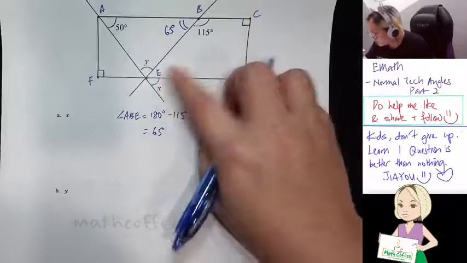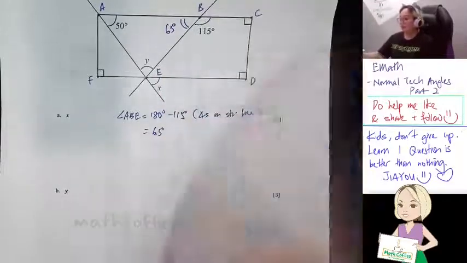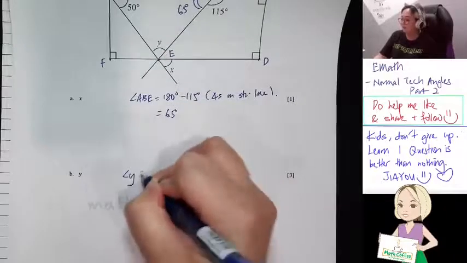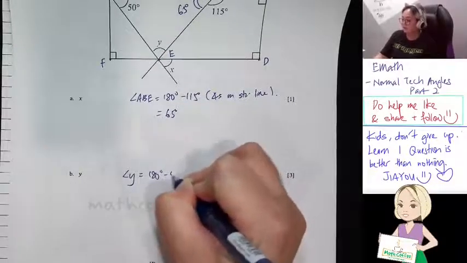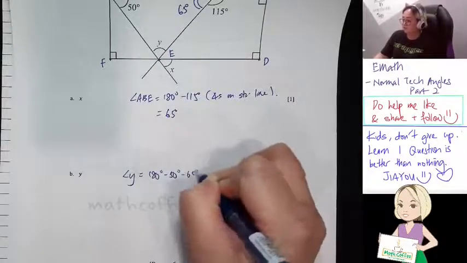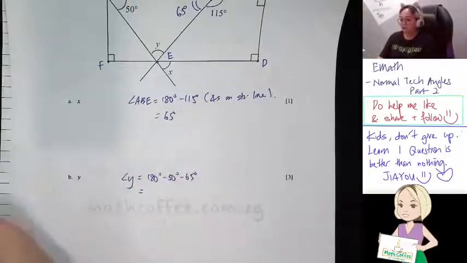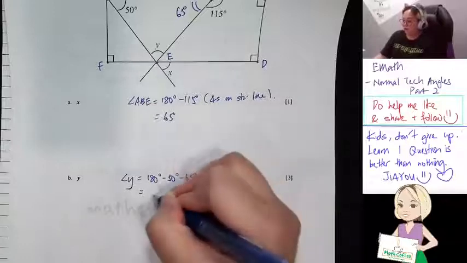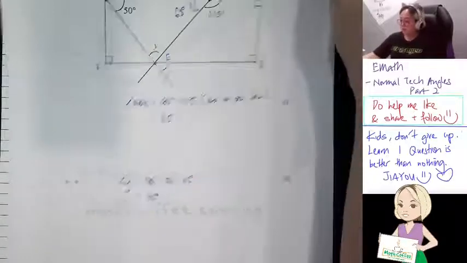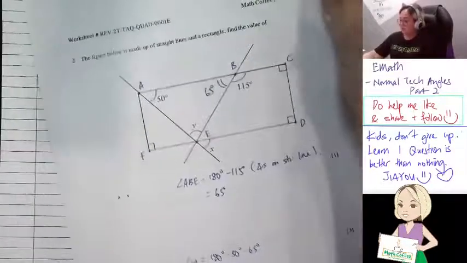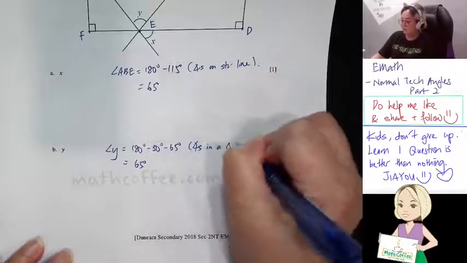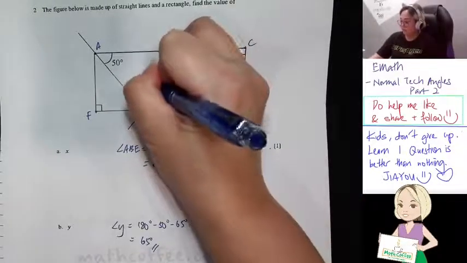I need to find Y first. Never mind. Sometimes we have to jump a bit, it doesn't matter. Let's find angle Y first. So my angle Y is 180 degrees minus 50 degrees minus 65 degrees. Sometimes you cannot see straightforwardly, never mind. Just see what you can see, then you work from there. So this one is also 65 degrees. This is angles in a triangle. So angle Y is resolved, 65 degrees.